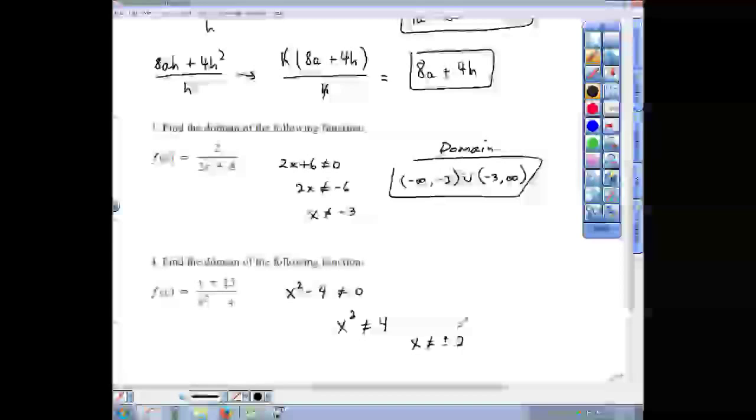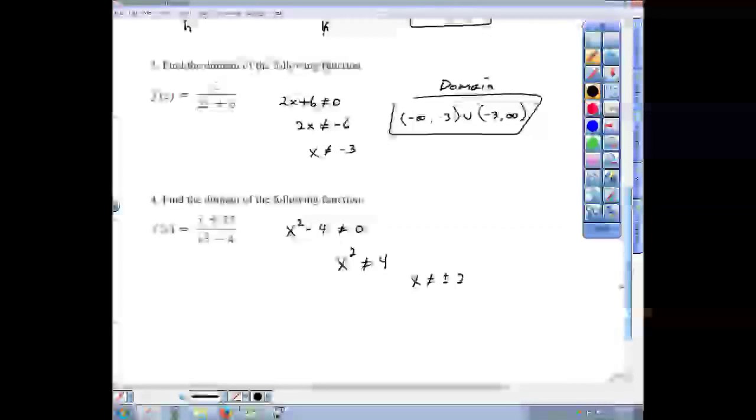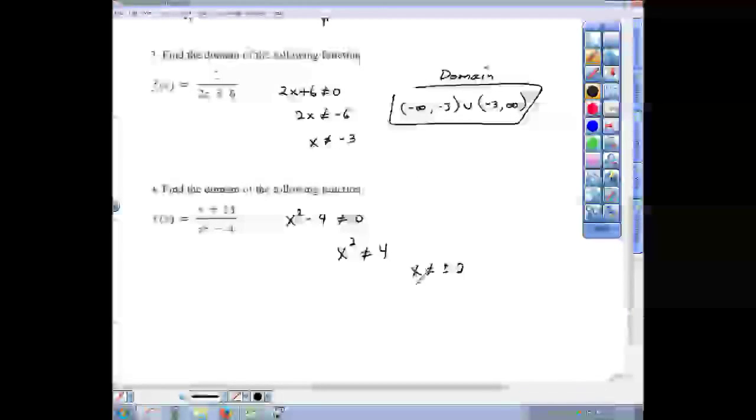So again, just following with what the book prefers. Our textbook prefers interval notation. So we've got every real number except for negative 2 and positive 2. So we're going to have a couple of intervals from negative infinity to negative 2, and then from negative 2 to positive 2, and then from 2 to infinity.